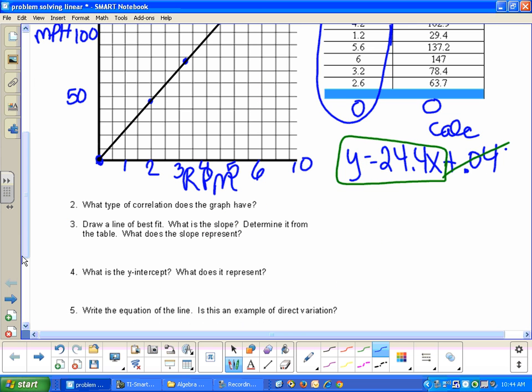What type of correlation does this graph have? You only have three choices: positive, negative, or none. Positive. We drew the line of best fit. What's our slope? 84. And what does it represent on this particular problem? Y over X. What does miles per hour represent? Speed per revolution.